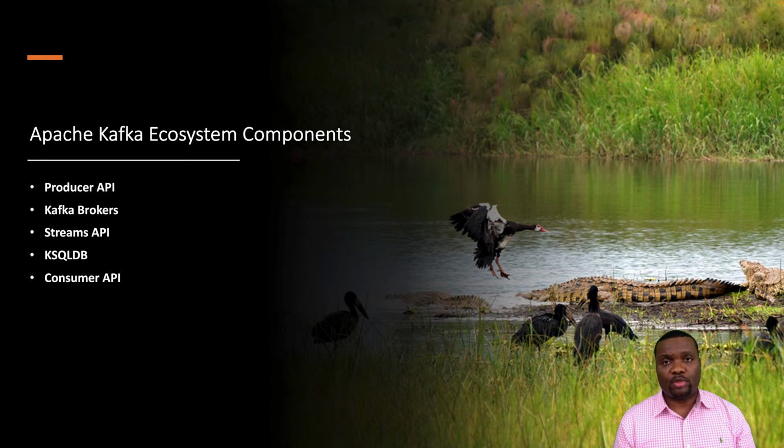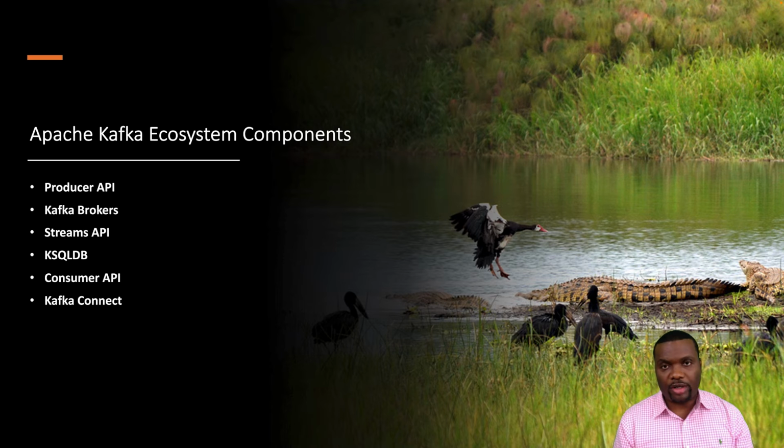Then we have the consumer API. The consumer API is used to fetch events out of the storage layer from the Kafka brokers. So the producer pushes the events into the storage layer, which is the Kafka brokers, and then the consumers pull them out and read from the Kafka brokers. So that's the functionality of the consumer API.